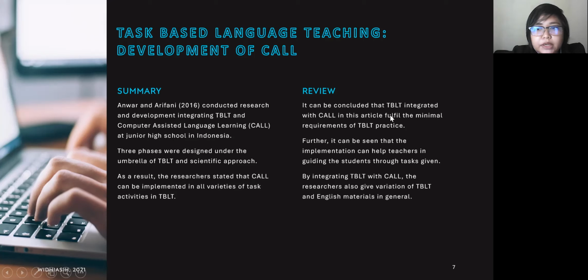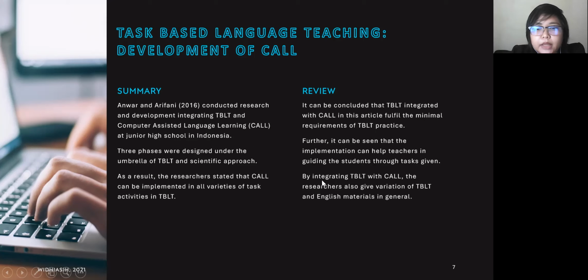Okay, it can be concluded that TBLT integrated with CALL in this article fulfills the minimal requirement of TBLT practice. The tasks mentioned in this research already have the three minimum components: the tasks have goals, input, and also clear procedures. Further, it can be seen that the implementation can help the teachers guide the students through the tasks given. It means that the goals of TBL are accomplished, because the task here can help the teacher to guide the students through the task given.